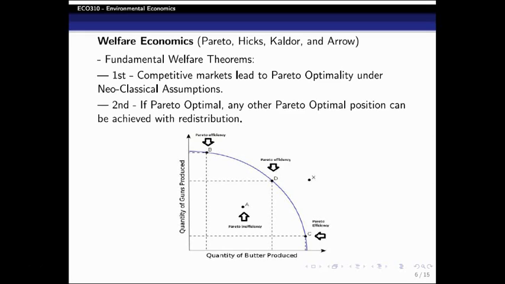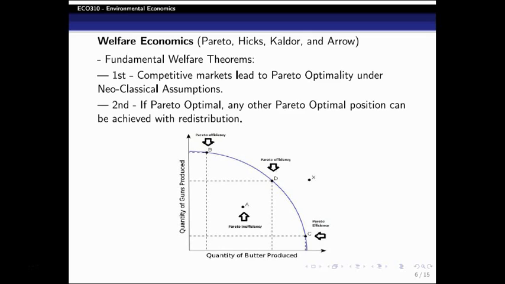These are in many respects the most important economic concepts of the 20th and 21st centuries, because they've really driven policy decisions much the same way that the classical economists and neoclassical economists drove decisions during their time as well. So these are some very important economists with some very important ideas, and again, much like the marginalists and the neoclassicals, ideas that we're going to use within this class to cast these environmental issues. The first fundamental welfare theorem is really the crux of the free market argument. It says that competitive markets, otherwise called free markets, lead to Pareto optimality under neoclassical assumptions.